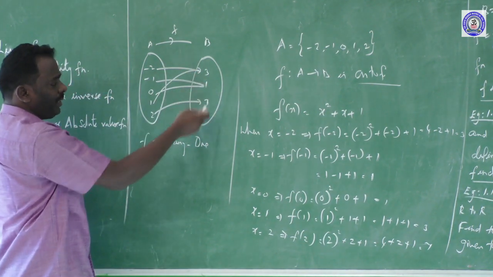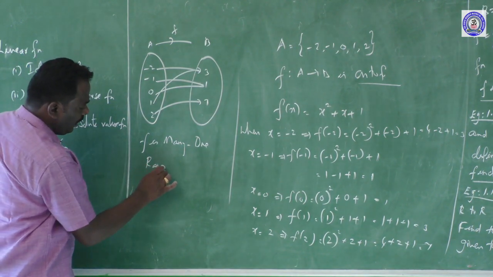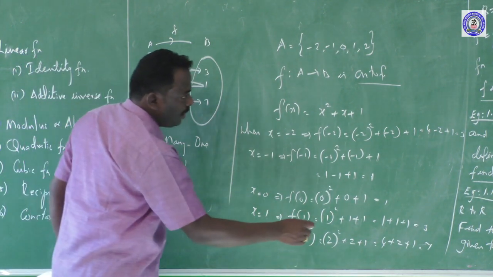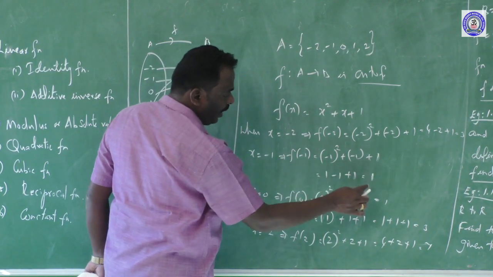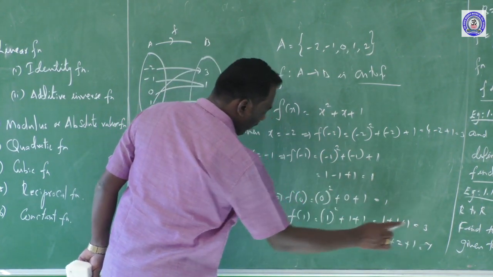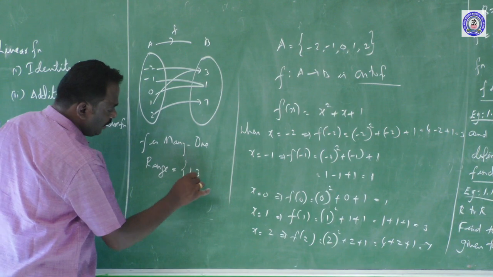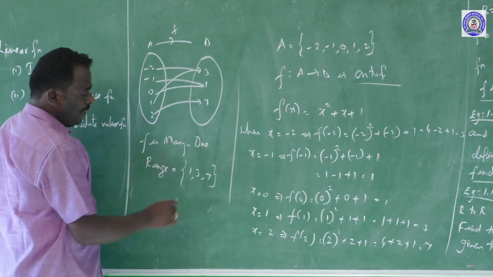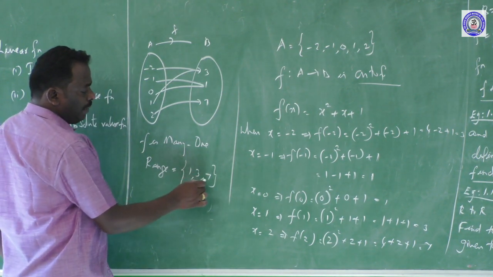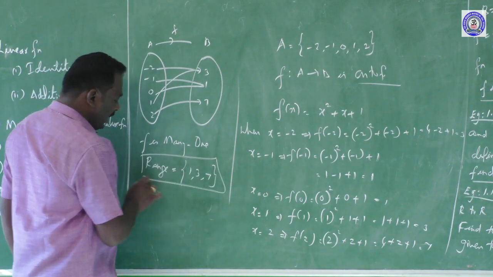Now from that find out the range first. What is the range of the function? The range of the function is the set of answers. What are the answers? 3, 1, 1, 3, 7. No one is repeated, therefore it is 1, 3, 7. It is called the range of the function.